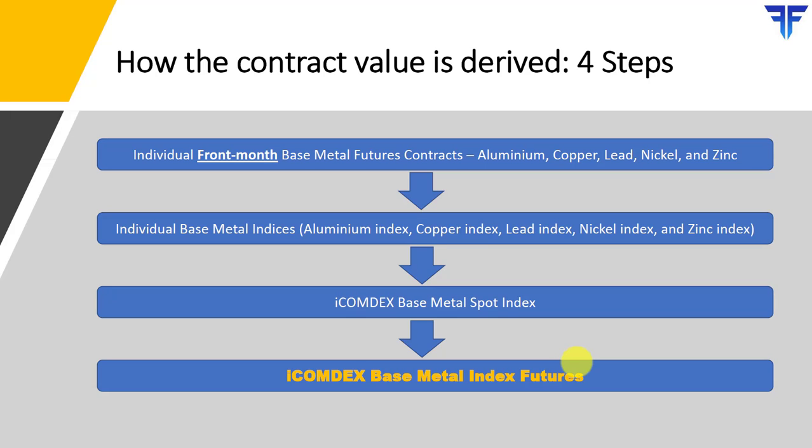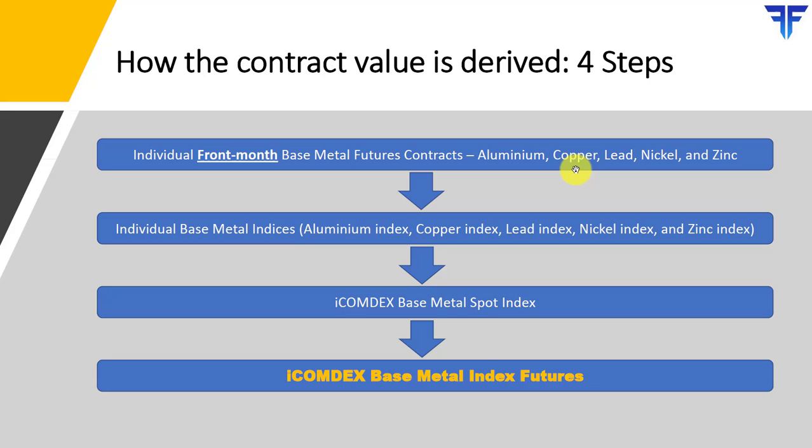Now, let us briefly talk about how the contract value is derived. Let us start with individual base metal indices first. Each of the individual base metal indices derive their value from their respective front month base metal futures contract. Keep in mind that only the front month futures contracts are taken into consideration for calculating the value of the individual metal indices. For example, the aluminium index derives its value from the front month aluminium futures contract. The copper index derives its value from the front month copper futures contract, and so on.